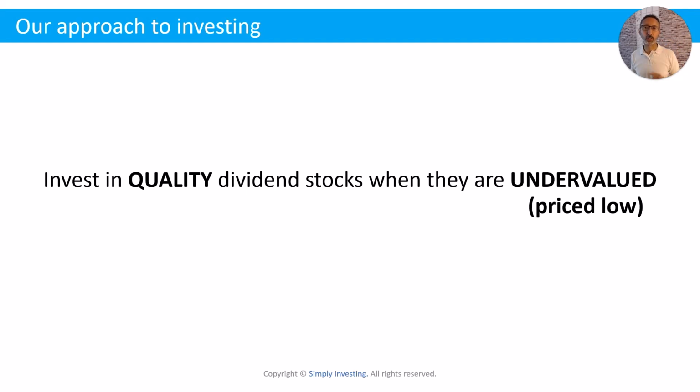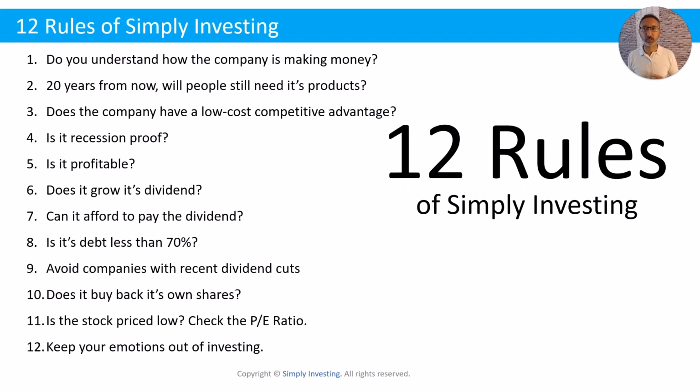So how do you know when you're looking at a quality stock, and how do you know when it's priced low? I've created what I call the 12 rules of simply investing. This is your checklist. A company should pass all of these 12 rules before you invest in it. For those of you watching, you can see the 12 rules on the screen. If you're listening, I'll just read them out very quickly. Rule number one, do you understand how the company is making money? If you don't, skip it, move on to something else.